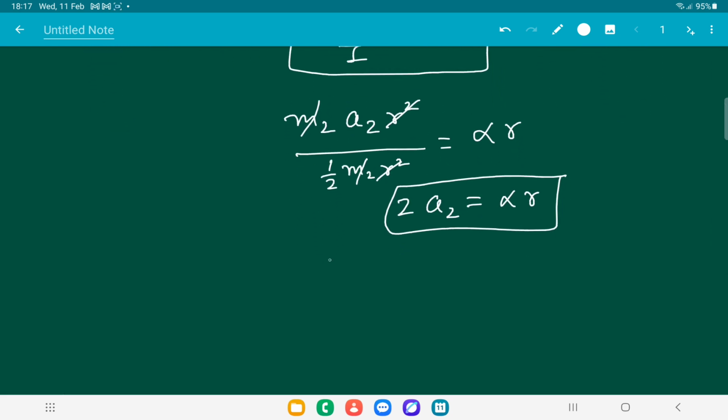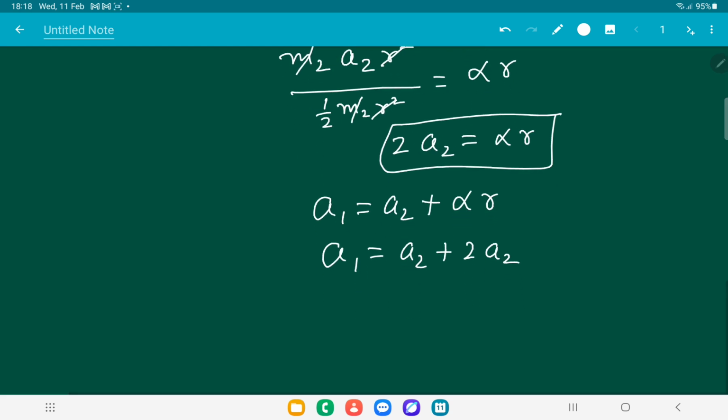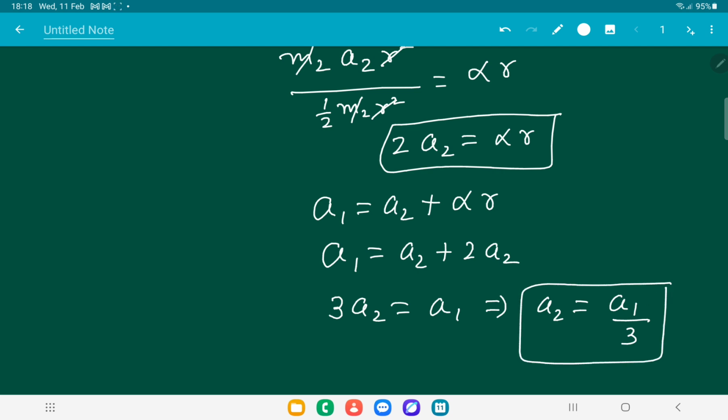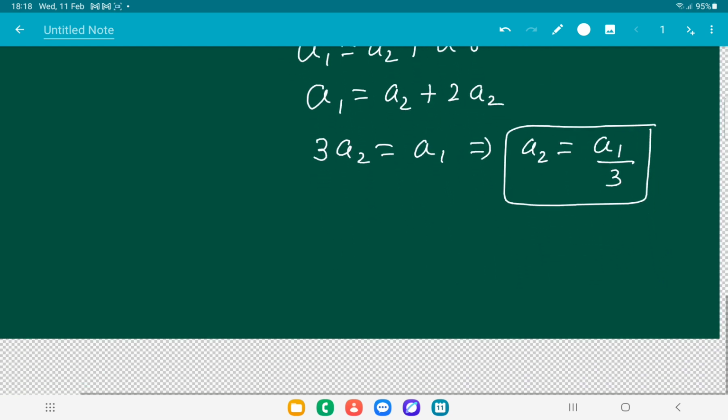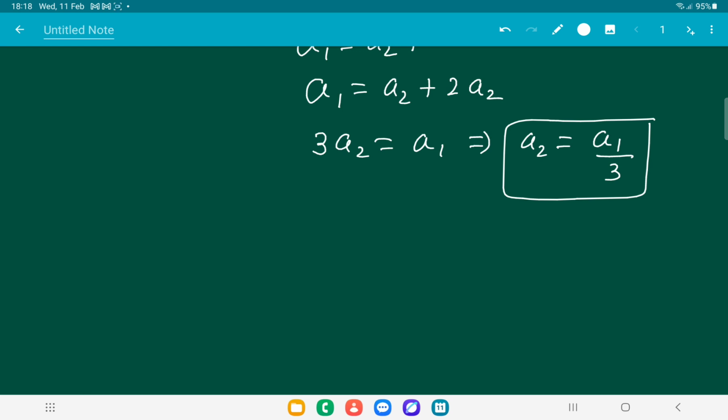Previously we have proved that a1 is equal to a2 plus alpha r. That means a1 is equal to a2 plus 2a2, and that means 3a2 equals a1, which means a2 can simply be written as a1 by 3. So once this is known, our task is done.